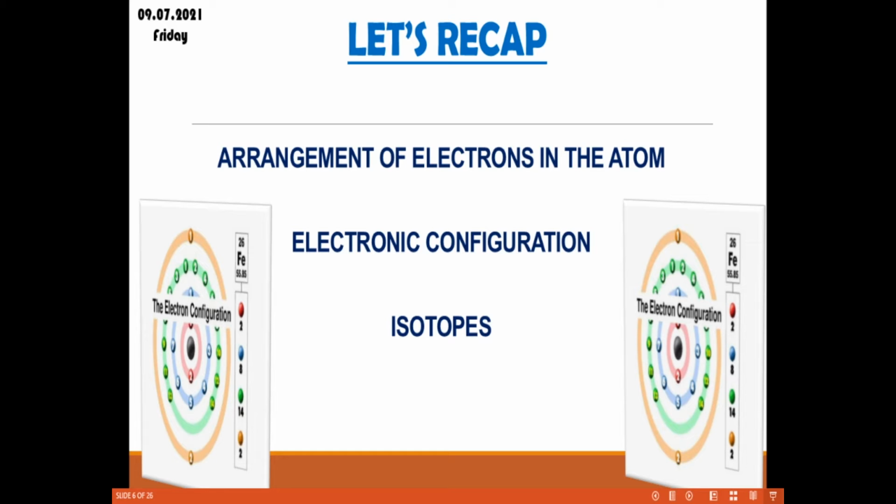Then we have to discuss that the outermost shell of an atom cannot accommodate more than 8 electrons, even if it has the capacity to accommodate more electrons. However, if the outermost shell of an atom is the first shell or K shell, then it cannot accommodate more than 2 electrons.